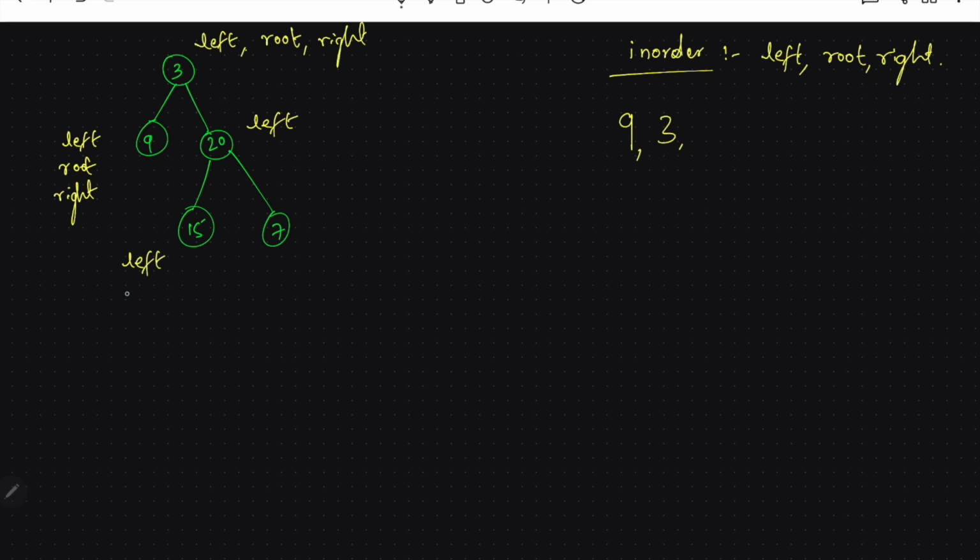Here also we will call the left subtree. Since left is empty, we will return and root will be processed. So I am writing 15, and then right. This is the process. You have to understand how inorder traversal works.